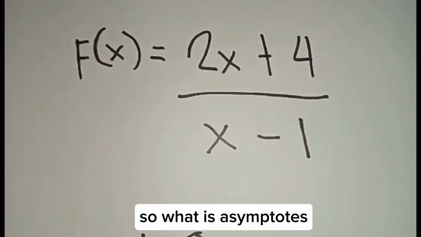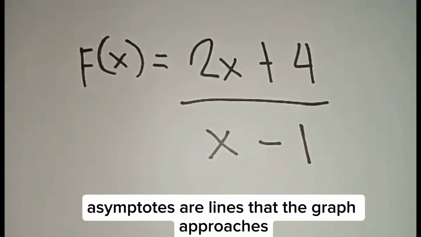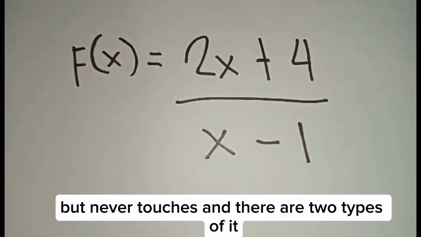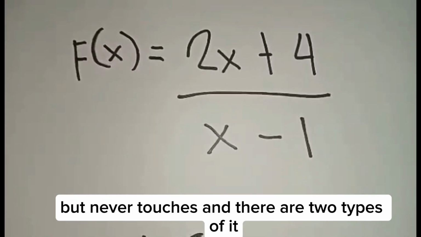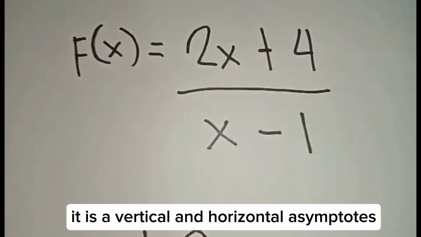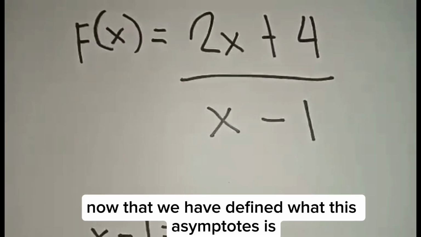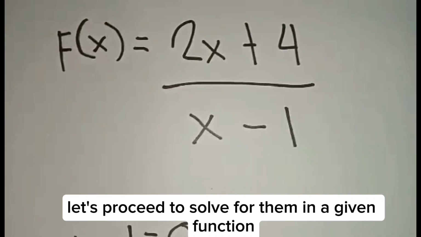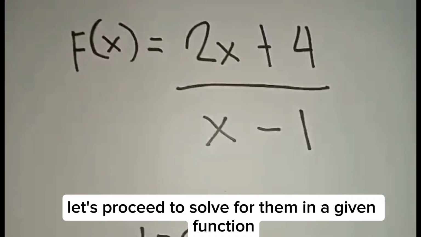So, what are asymptotes? Asymptotes are lines that the graph approaches but never touches. And there are two types of them: vertical and horizontal asymptotes. Now that we have defined what asymptotes are, let's proceed to solve for them in the given function.